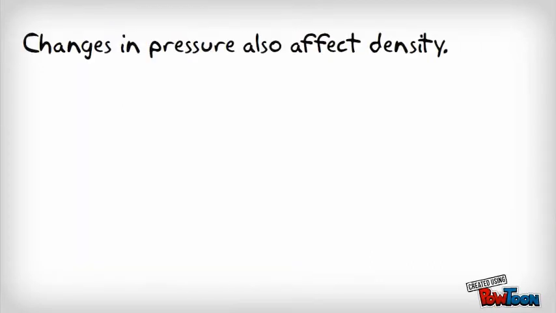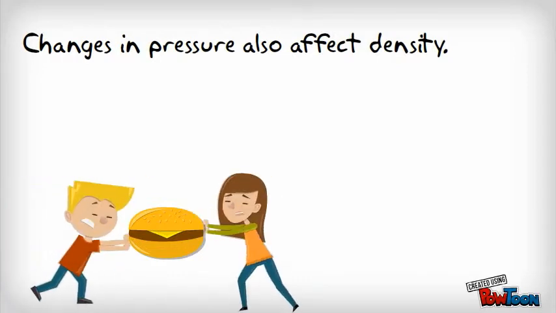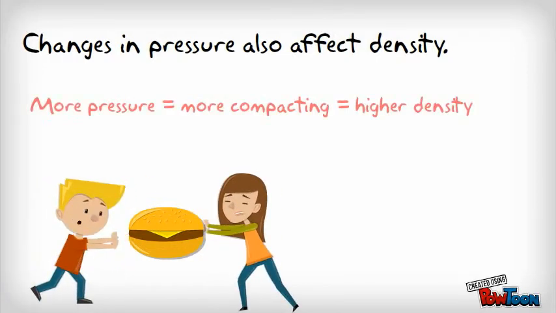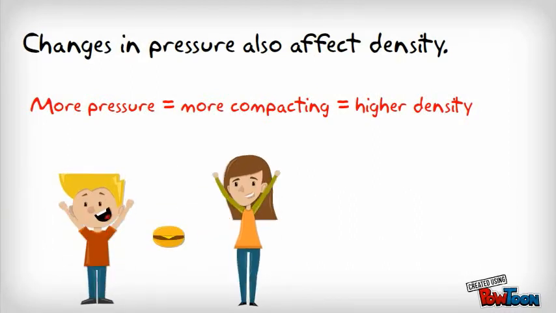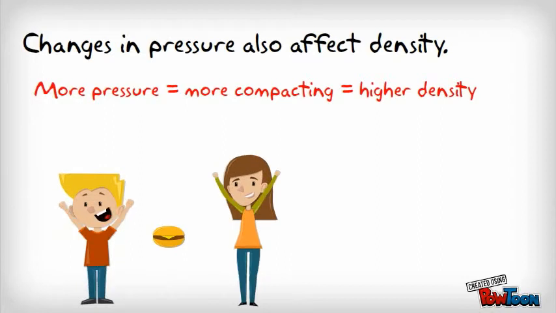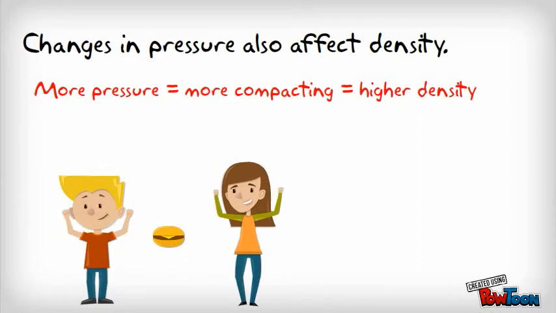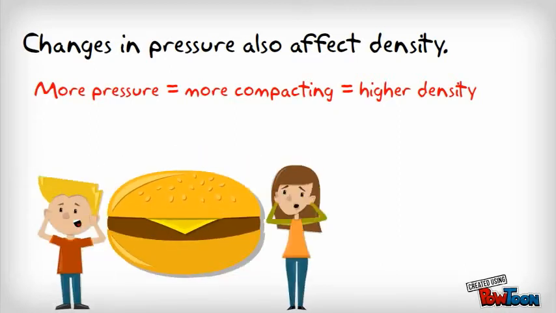Changing the amount of pressure acting on an object also impacts its density. Pressure is a squeezing force. If you put more pressure on something, you're squeezing its molecules closer to each other. You're compacting them, so the density will increase. If you lower the pressure on an object, the molecules will be able to expand and spread apart, so the object becomes less dense.